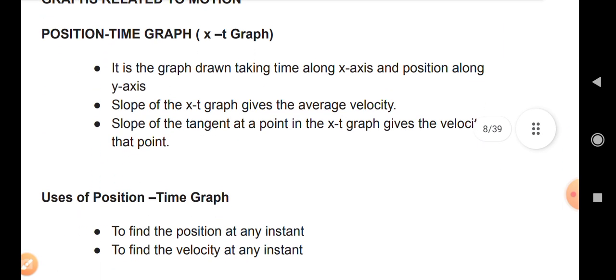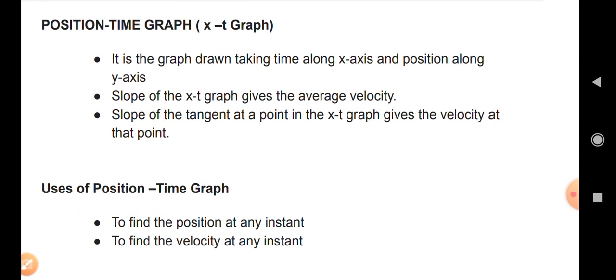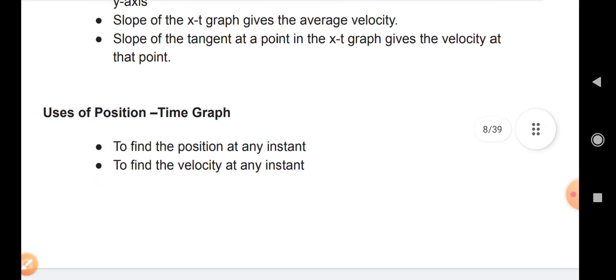Position-time graph. The slope of the position-time graph gives the average velocity. The slope of the tangent at a point in the x-t graph gives the velocity at that point.